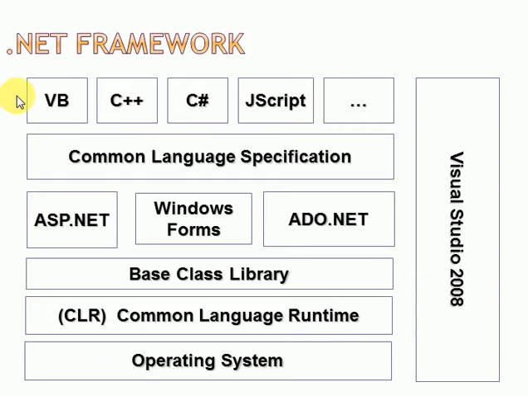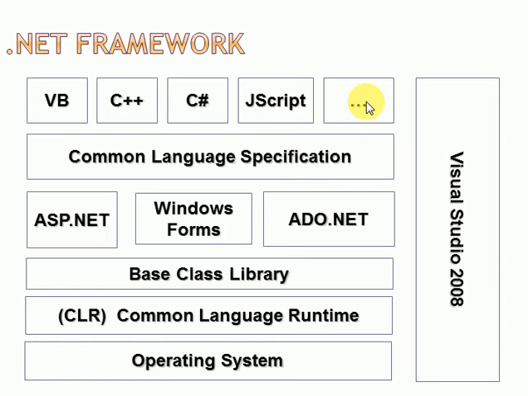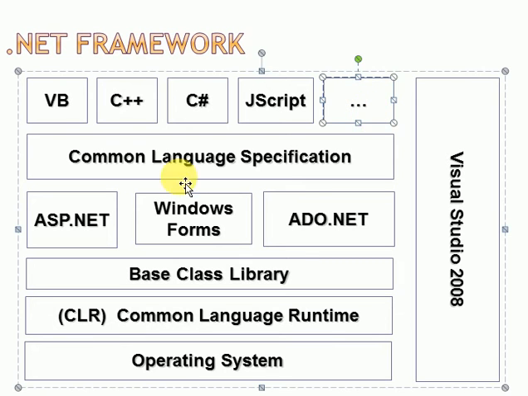The common programming languages used for .NET are VB, C++, C#, JavaScript, and so on. There are many programming languages we can use with .NET. Lately, Kotlin is used on this. Okay, so common language specification.